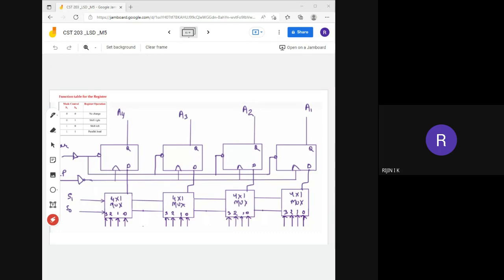Then tell me, what is a multiplexer? How many inputs will be there in a multiplexer? How many outputs are there in a multiplexer?